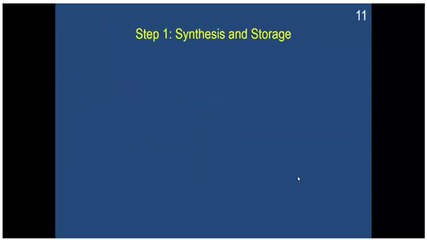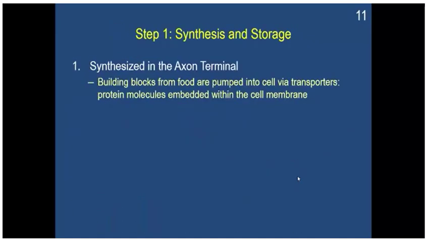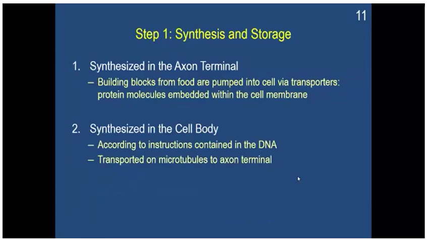So the synthesis and storage. Typically, neurotransmitters are synthesized in either the axon terminal or in the cell body. And it depends on the type of neurotransmitter, and when we get to neurotransmitters and talk a little bit more about them, we'll talk about where they are actually created and how they get sent to where they need to be. But here you can see that the axon terminal, if it's created there, it hangs out there, it stays there, it gets packaged, it gets sent out, it gets repackaged, sent back out.